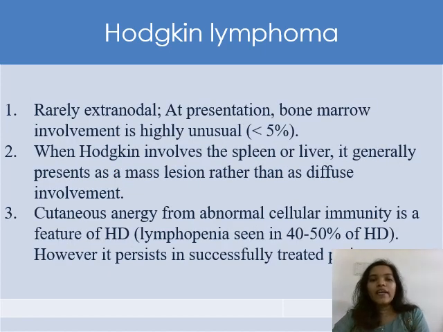It is rarely extranodal, and usually we don't see any extranodal involvement in case of Hodgkin's lymphoma, and bone marrow involvement during the time of diagnosis is also very, very rare. And Hodgkin's lymphoma, if it involves the spleen or the liver, usually presents as a mass lesion rather than diffuse involvement.